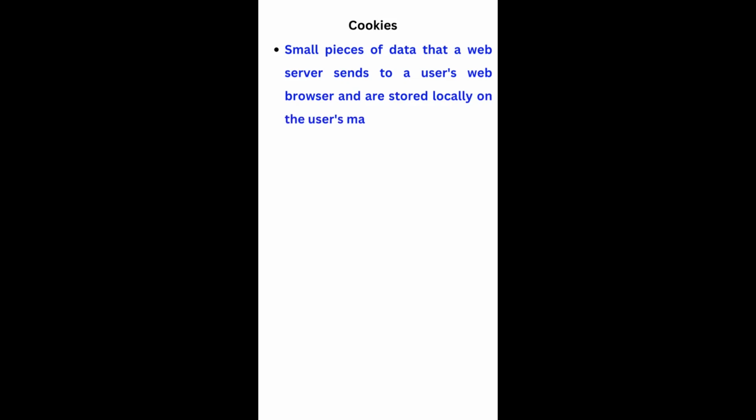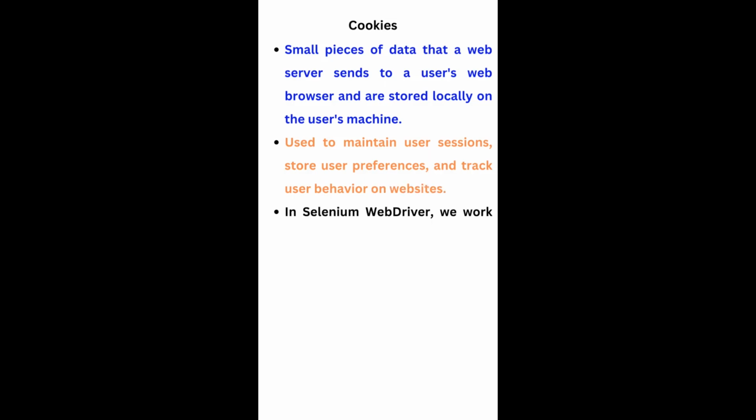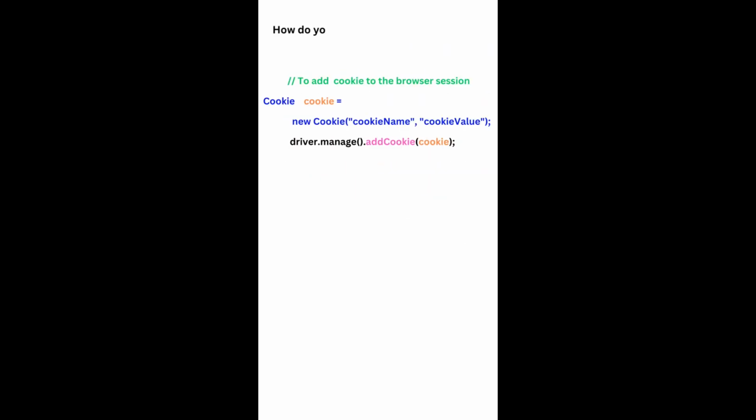Cookies are small pieces of data that a web server sends to a user's web browser and are stored locally on the user's machine. They are commonly used to maintain user sessions, store user preferences, and track user behavior on websites. In Selenium WebDriver, we can work with cookies to simulate different user states and test scenarios. How do you work with cookies in Selenium WebDriver?